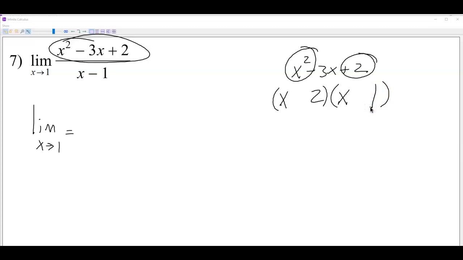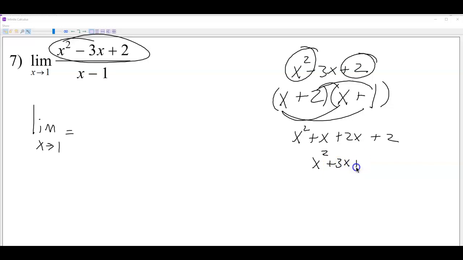Now, we have to FOIL this out to see if it'll work. So let's try that. That'll be x times x is x squared. X times 1 is x. 2 times x is 2x. And then 2 times 1 is 2. And then if I simplify that, I get 3x. Now this is close. It's not quite right though, right? Because we want a minus 3 in the middle.